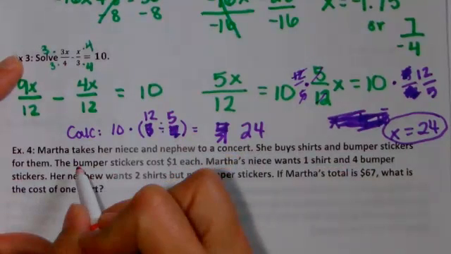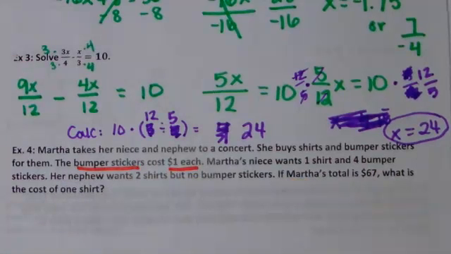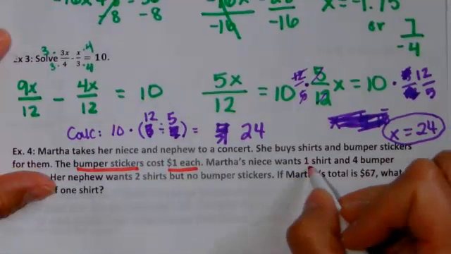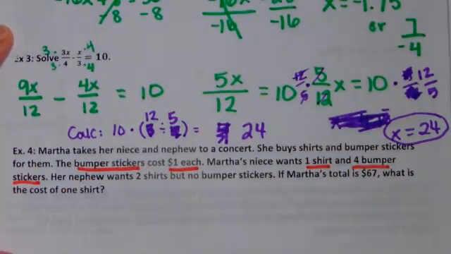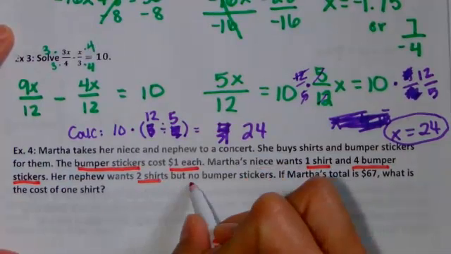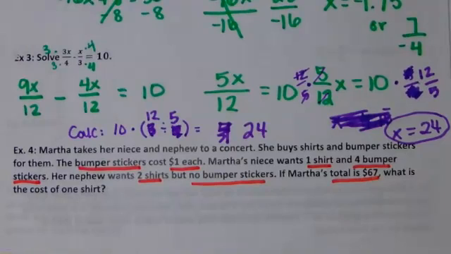Bumper stickers cost $1 each. Martha's niece wants 1 shirt, 4 bumper stickers. Her nephew wants 2 shirts, but no bumper stickers. If Martha's total is $67, what is the cost of 1 shirt? Okay, so what do we know? What do we not know?